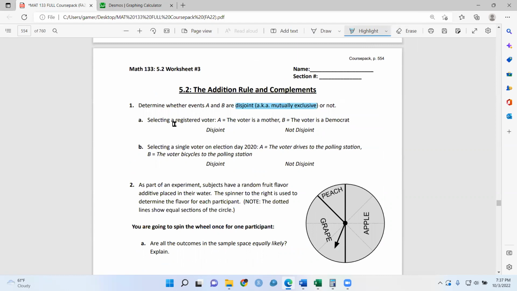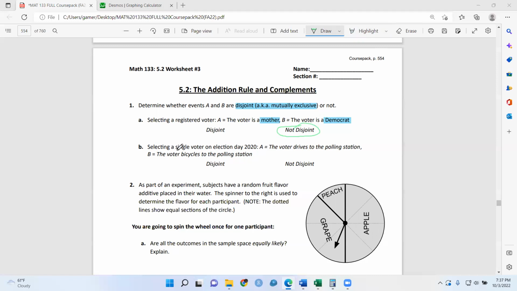So our experiment is selecting a registered voter. Is it possible that we could have a mother who is also a Democrat? Yes. No, all mothers are Republicans or independents, right? No, that's not true. So, yes, it's not disjoint. That's possible.